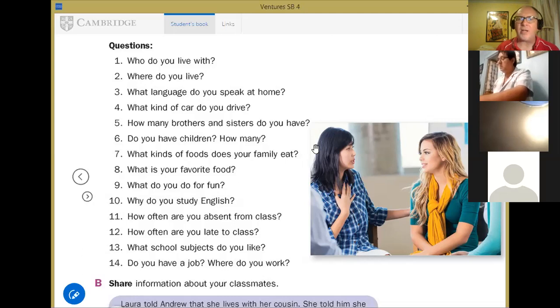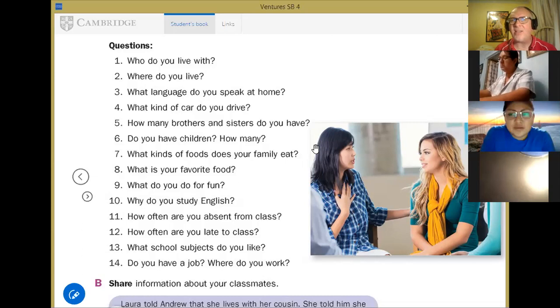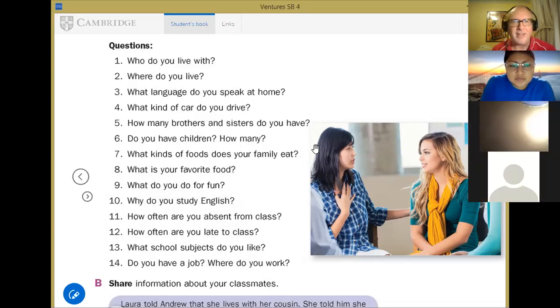Number 4, Rosendo, can you ask me number 4? What kind of car do you drive? I drive a Nissan. All right. So what can we say? The teacher said that he drove a Nissan. Exactly. The teacher said that he drove a Nissan.